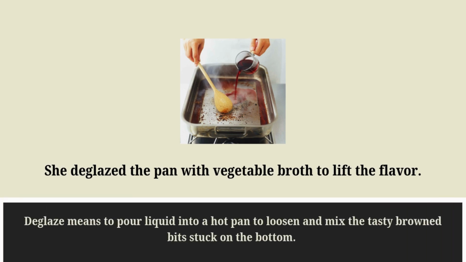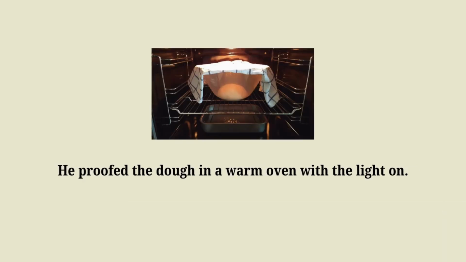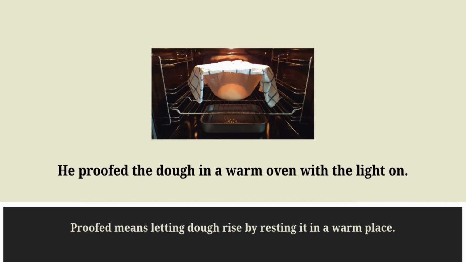Deglaze means to pour liquid into a hot pan to loosen and mix the tasty, browned bits stuck on the bottom. And lift the flavor means make the dish taste richer. He proofed the dough in a warm oven with the light on. Proofed means letting dough rise by resting it in a warm place.